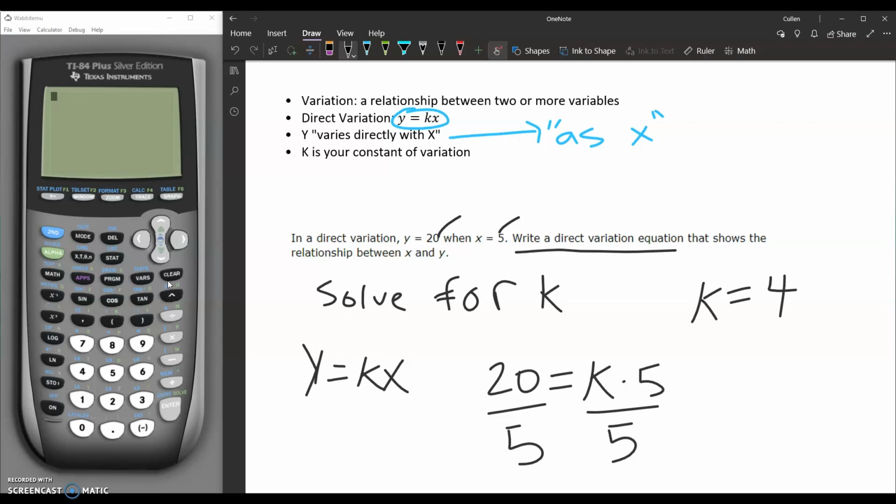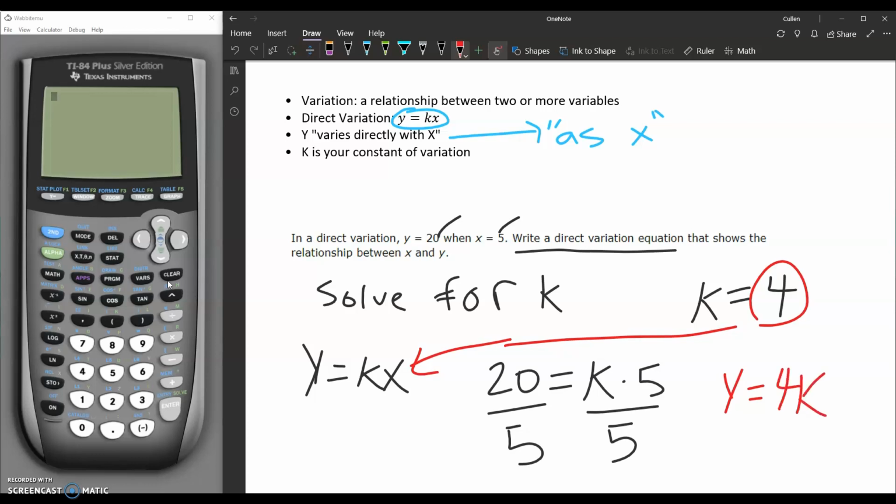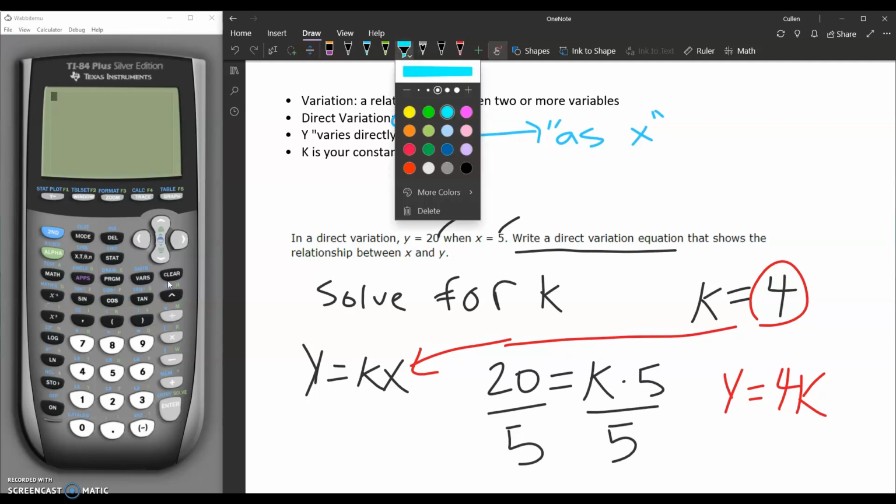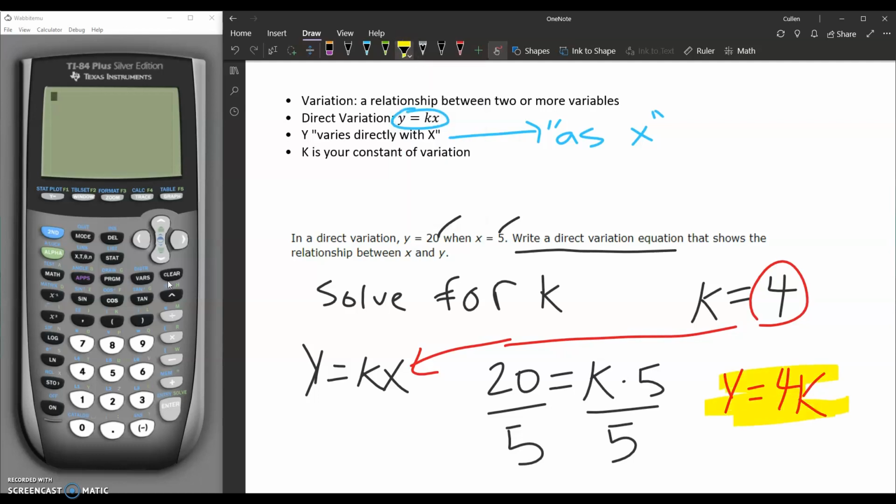Okay? But remember at the beginning, it didn't want you to solve for k, it wanted you to write a direct variation equation. So what that means is that for your final answer, you need to go back in and plug this k into this equation. Okay? So let me write our final answer down here in red. y and x are going to stay as variables in your equation. And then you figured out what k is, and all this equation says is that in this relationship, y equals 4 times k. That's not right. It should be 4 times x. k is what's 4. So you should get y equals 4 times x.